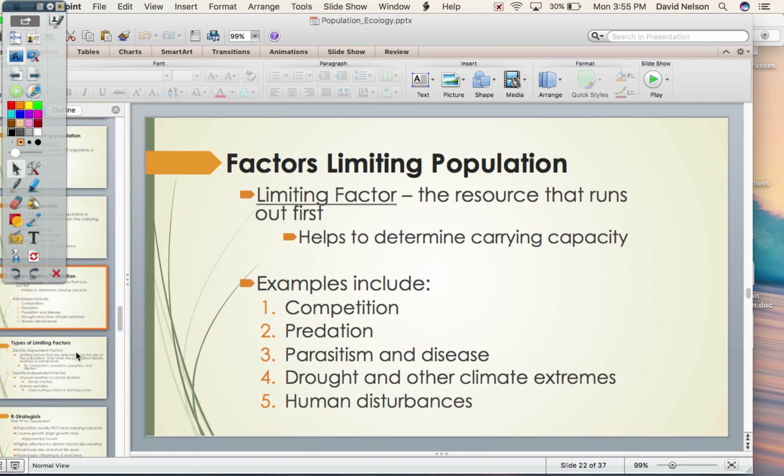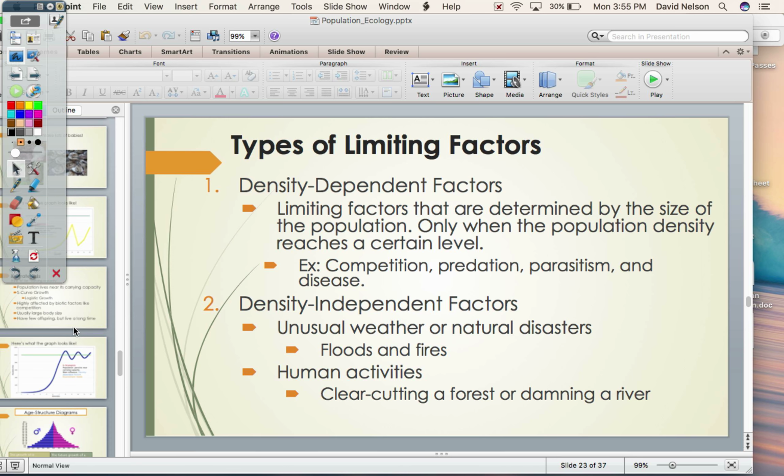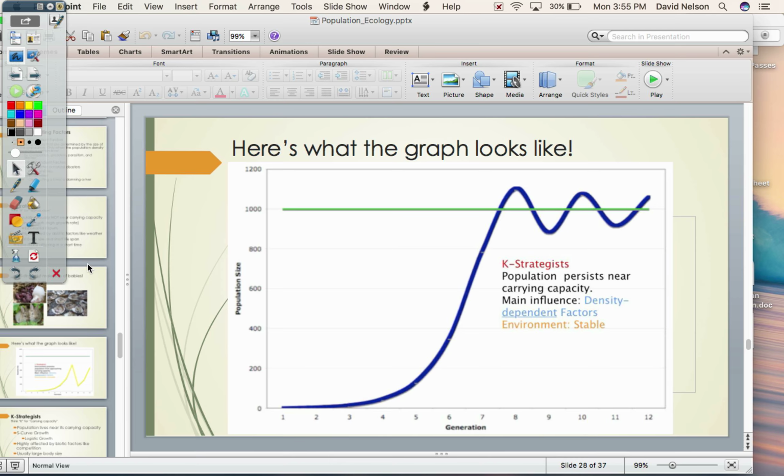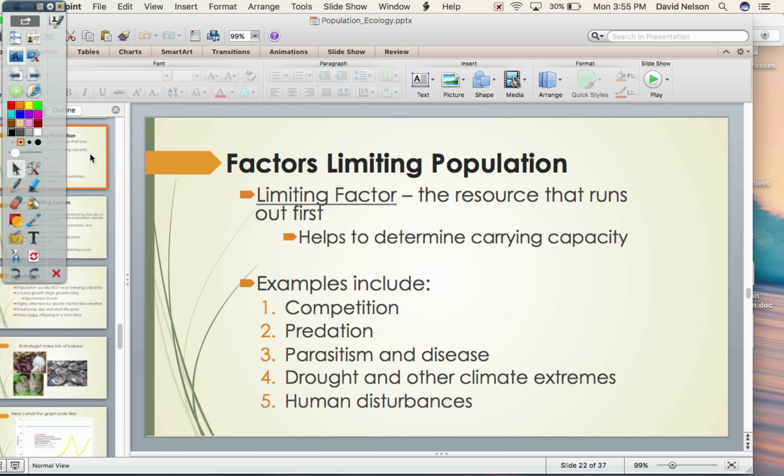Where's this graph here? I'll go and skip forward. Actually, no, I won't. We'll come back to that in a minute.